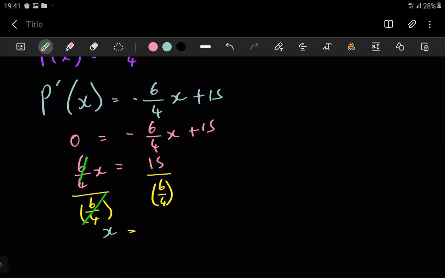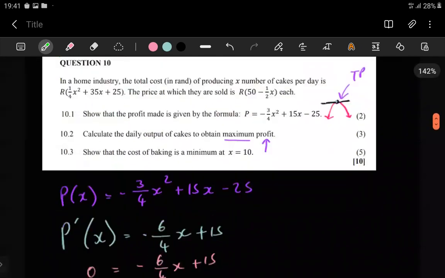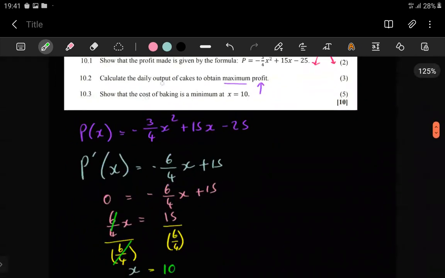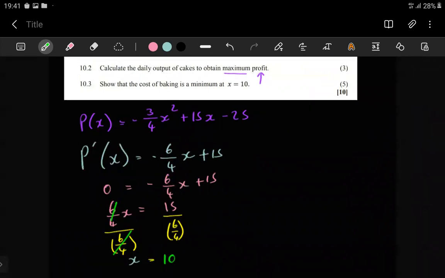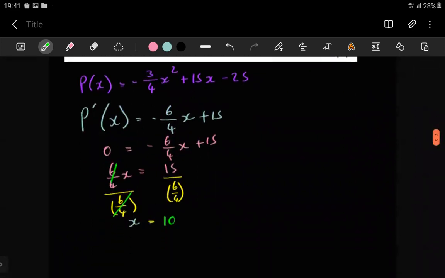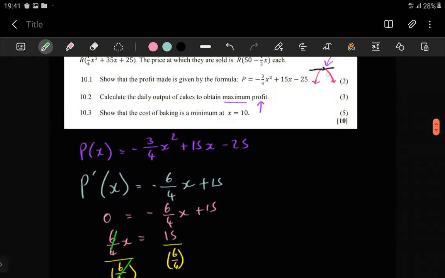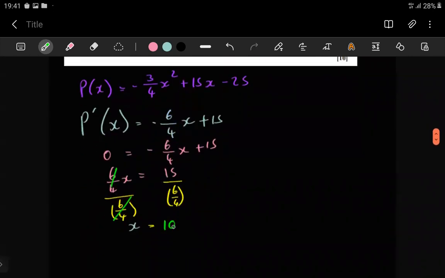So the 15 over the 6 over 4 there. So it's 15 divided by 6 over 4. That's giving us a 10. The x value is 10. Yeah, perfect. So what this is saying is the daily output of cakes to obtain the maximum profit is 10 cakes. If you want to have maximum profit, you just need to make 10 cakes. If you make less than 10 cakes, you're going to have less profit. If you make more than 10, you're also going to have less profit. 10 is like the sweet spot.